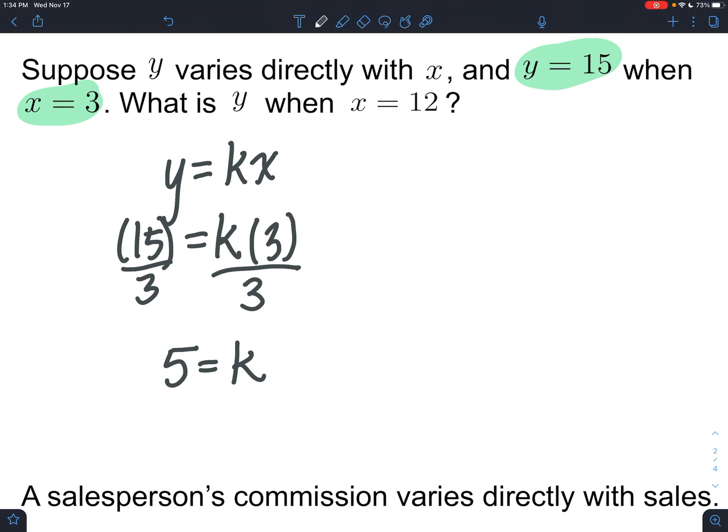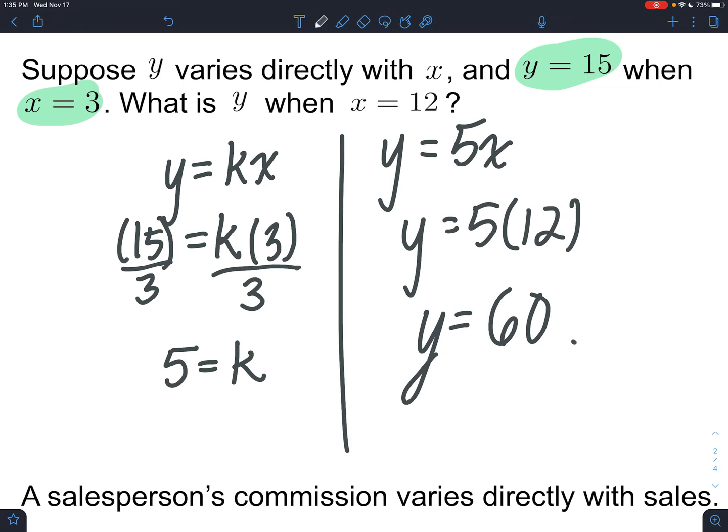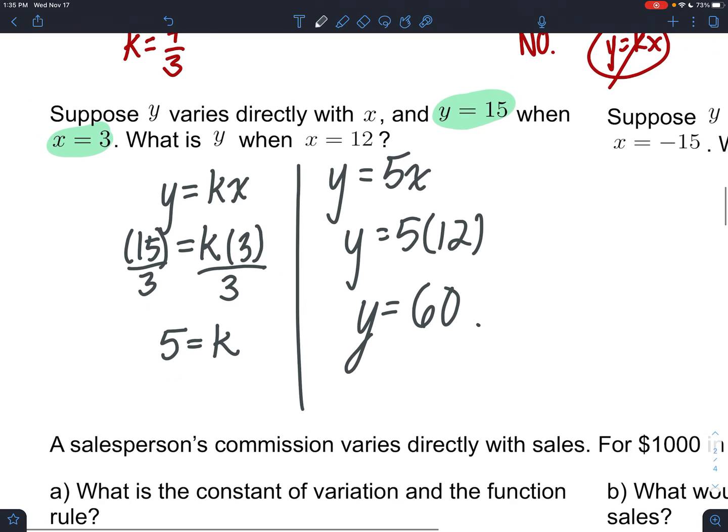And I get 5 as k. So that's my function rule, like, that's my equation. Okay? And then the last sentence says, what is y when x is 12? Well, if x is 12, then that's 60. So we're done. All right?